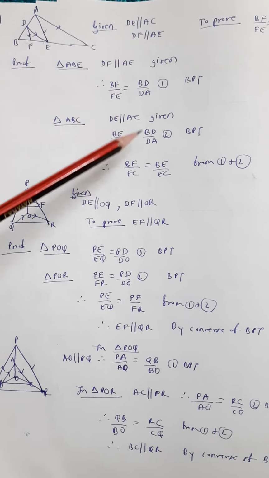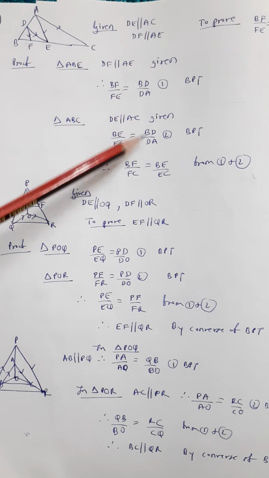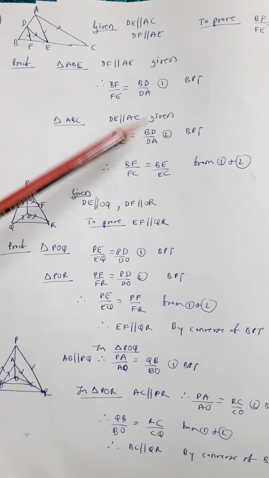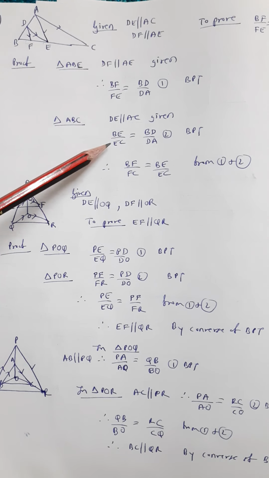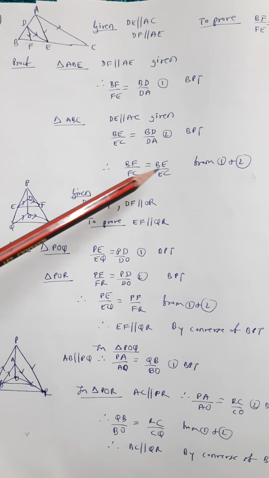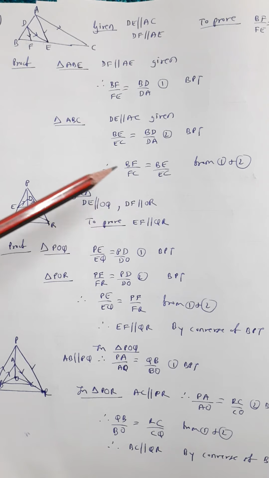So what do we observe in 1 and 2? That BD by DA common है. If BD by DA is common, we can equate these two, and therefore what will happen? BF by FE is equal to BE by EC. So that's how we prove the fourth part.